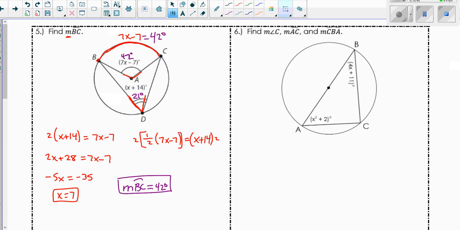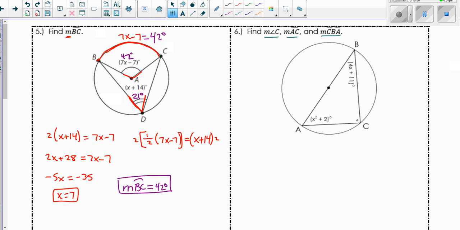All right, in this next problem, we want to find 3 things: the measure of an angle, the measure of an arc, and the measure of an arc. Again, notice that they're not arc lengths, it's measure. Well, the only way that I'm going to figure out anything is if I can figure out what x is, which means I need to set up an equation. I cannot set these equal to each other. I cannot assume that they're the same.